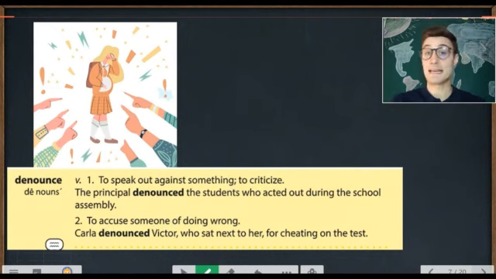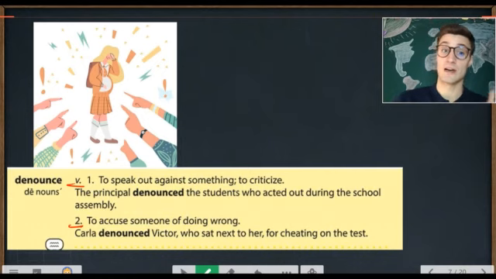Great. Next up, it's denounce. You got it. Denounce has 2 verb meanings. First, it means to speak out against something, to criticize it. The second meaning means to accuse someone of doing wrong. Carla denounced Victor, who sat next to her, for cheating on the test. So she accused him of doing something wrong, of cheating on the test. She denounced him.